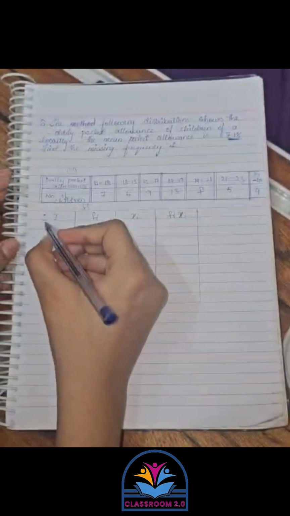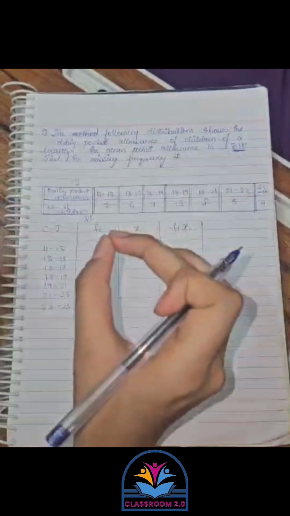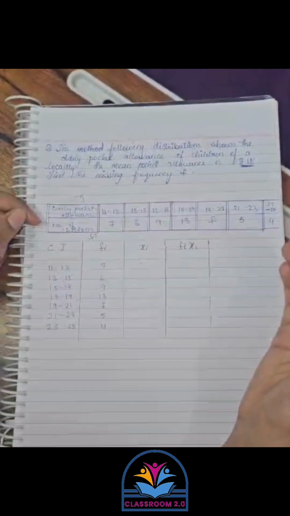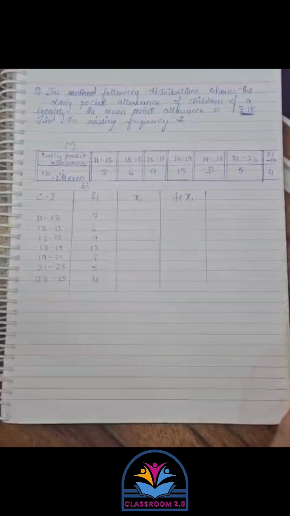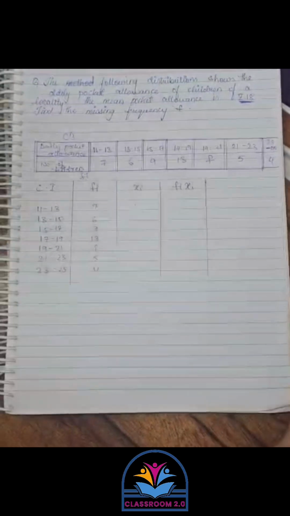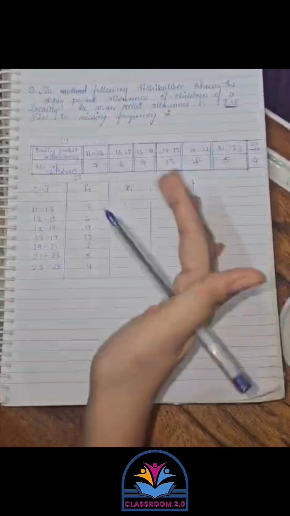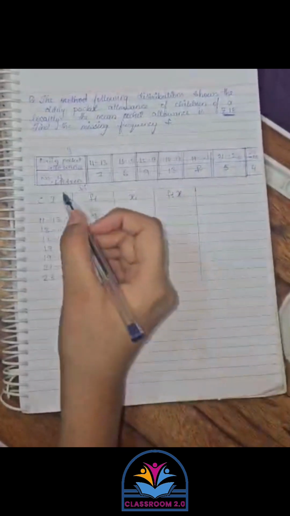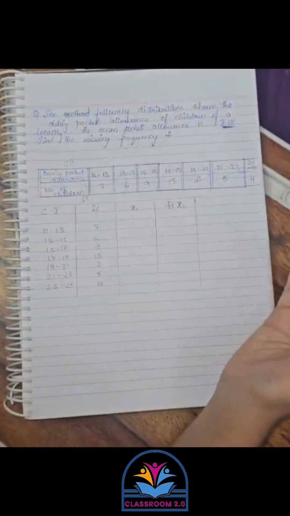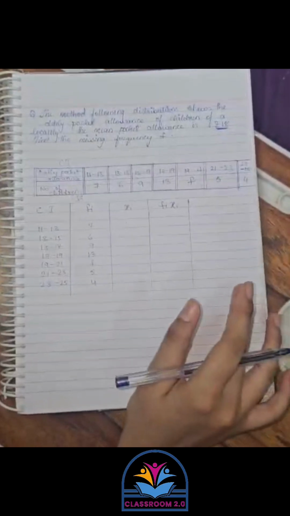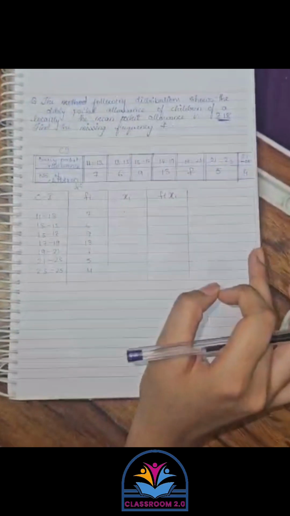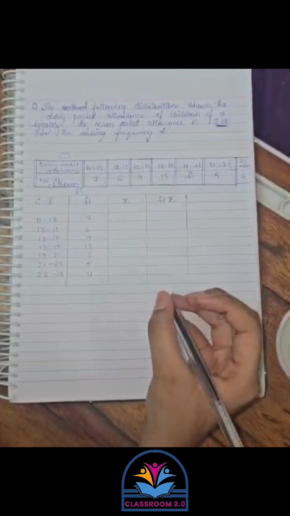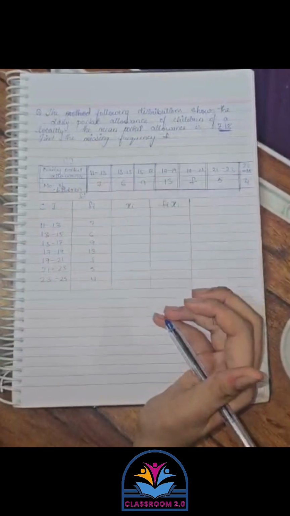Now, the first thing you need to do is see which formula you are going to apply to this question. I am using fi xi here because it will be easy for me. You can use any formula you want. The first thing you are going to do as soon as you get the paper is write the formula behind your answer sheet. Don't write it on the question paper. Write it behind the answer sheet.